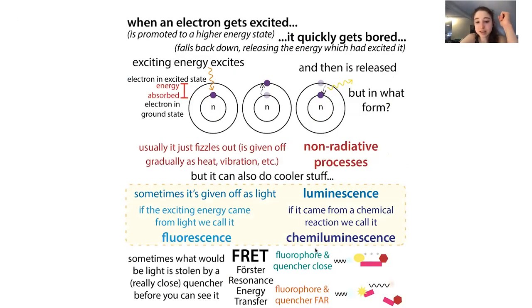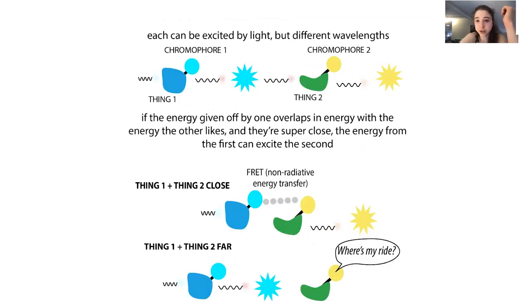And so what happens in FRET is that instead of emitting light, the energy that it was going to give off as light is stolen by a quencher that's nearby, or it activates a quencher to give off its own light. And so you can have either quenched fluorescence or different light waves being given off.